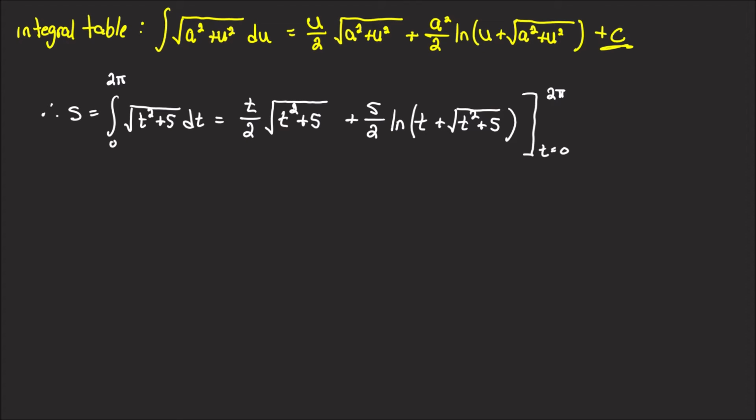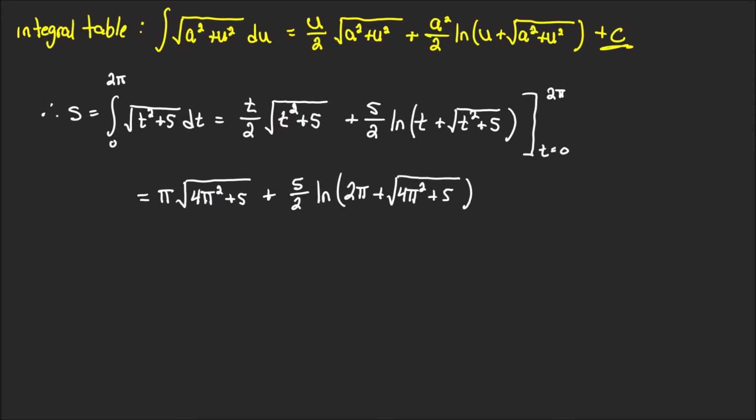So plugging 2 pi in first, we'll get this is equal to pi times the square root of 4 pi squared plus 5 plus 5 halves times the natural log of 2 pi plus the square root of 4 pi squared plus 5. Now we have to subtract at 0, so it'll become minus 0 minus 5 halves times the log of 0 plus the square root of 5.